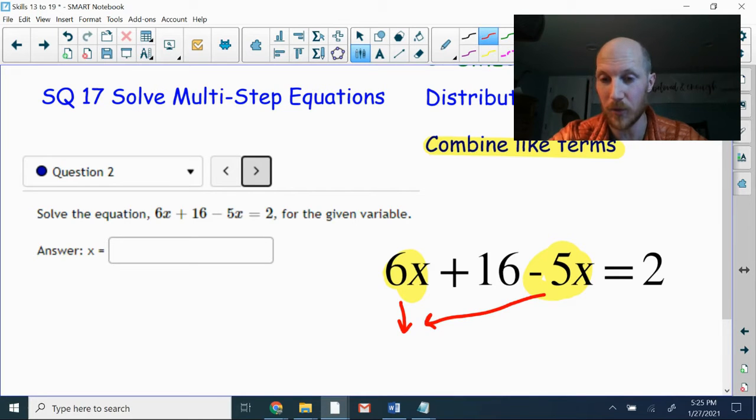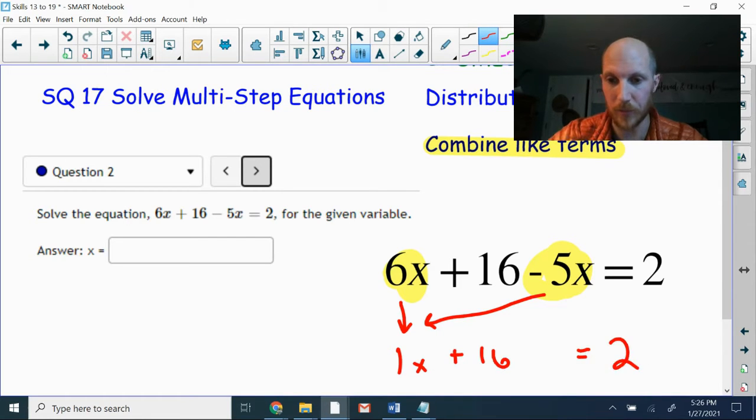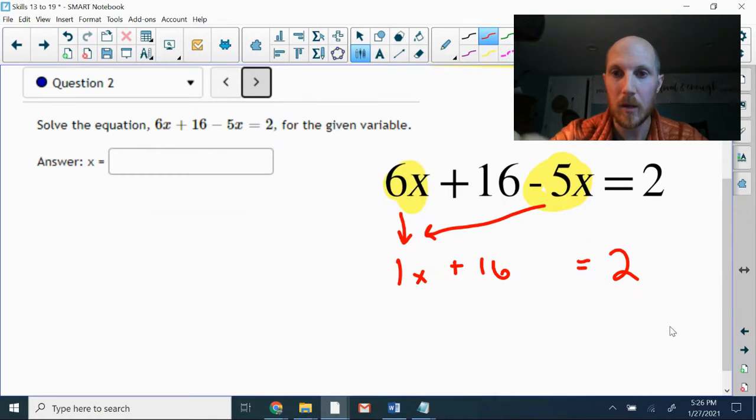So I'm going to combine these two since they're on the same side of the equal sign. If they're on opposite sides of the equal sign, that's a different story. But they're on the same side. So 6x minus 5x gives me 1x, and then that plus 16 carries down, and it equals 2. All right, so 1x, that's the same thing as just x. Normally we don't write ones. So I'm going to go ahead and get rid of this 1 just to avoid any confusion later on.